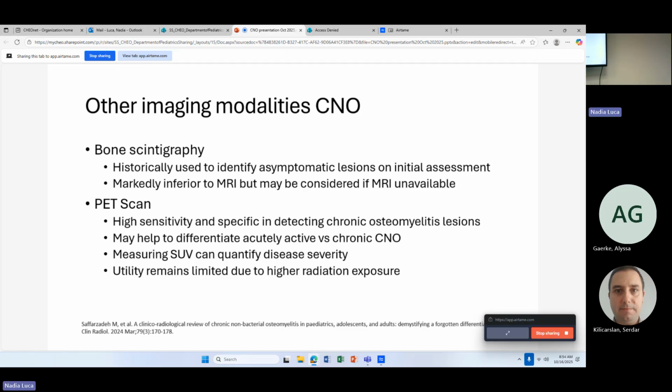And then the PET scan. So the PET scan is highly sensitive and specific. I wouldn't say I've ever used a PET scan in this condition up to now, but apparently it can differentiate between chronic change and acute, active lesions. And there's something called an SUV that can quantify the disease severity over time, which is kind of cool. But they report that the utility remains limited due to higher radiation exposure. But it's definitely something that could be quite useful.